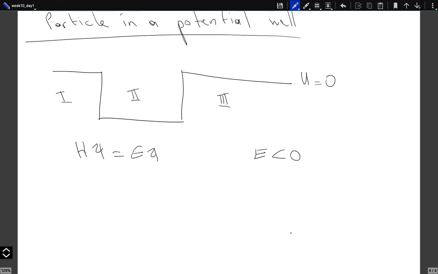And now let's look at region 1. In region 1, our equation reads like this: minus h bar squared over 2m, second derivative of psi with respect to x.